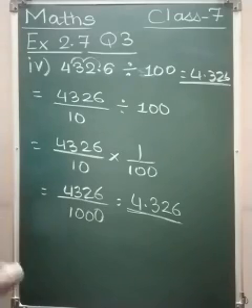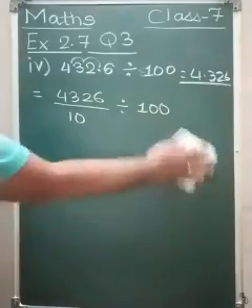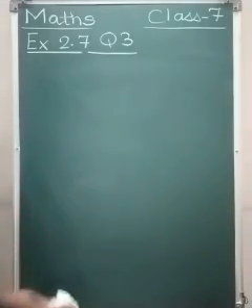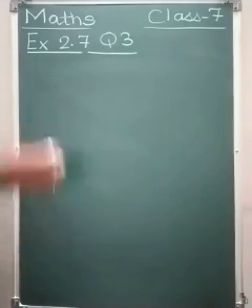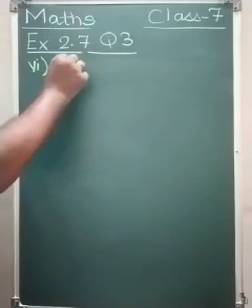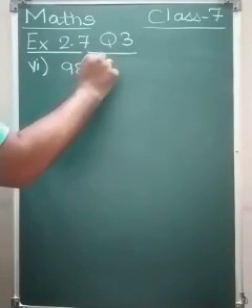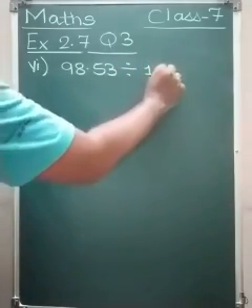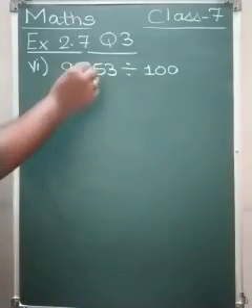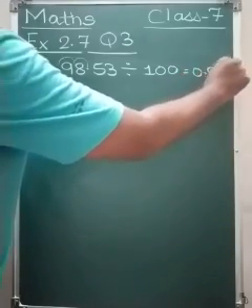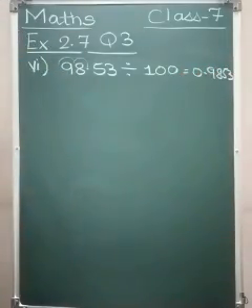Sixth sum. Okay, sixth sum we will solve. Sixth sum 98.53 divided by 100. 2 places, 1, 2. So the answer should be 0.9853. Let us solve and check.